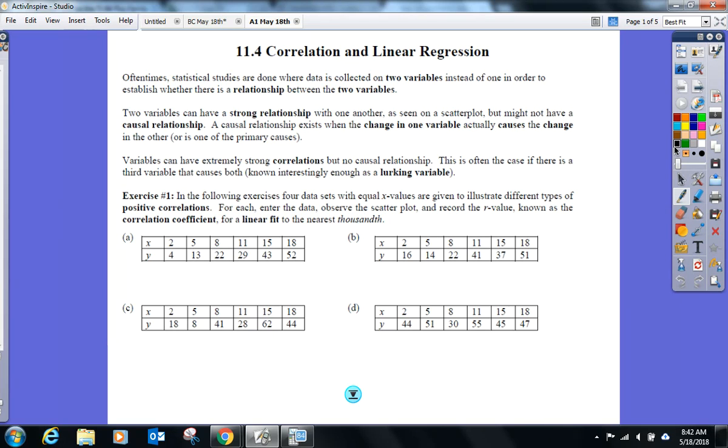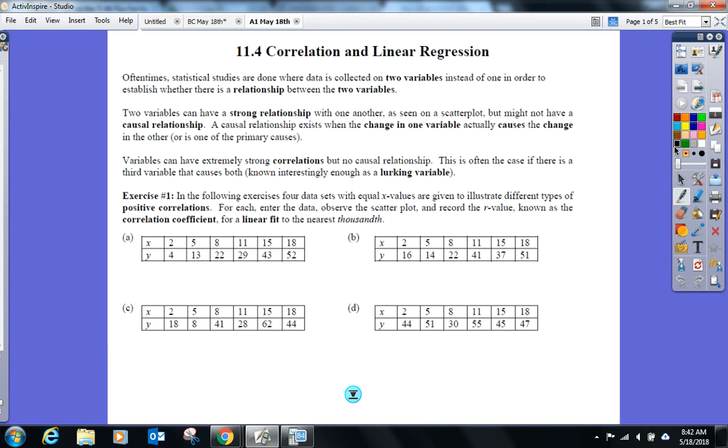The more you smoke, typically what about your lung capacity? Less lung capacity you have. So one goes up, the other goes down. That's a negative correlation between the two. So we've got positive, where both go up or both go down, and we've got negative, where they do the opposite. One goes up, one goes down. How can we find if they're correlated or not? Your calculator can tell us.